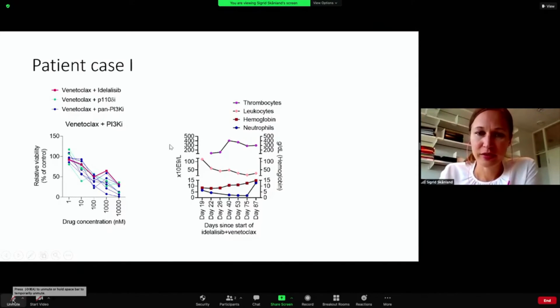And encouragingly, she was responding. So here are the cell counts of her different blood cells. So you see that the leukocytes, which include the tumor cells, are going down when she was on treatment, while the other cells are going up. So basically all the cell counts are normalizing, indicating that she was responding to the treatment.